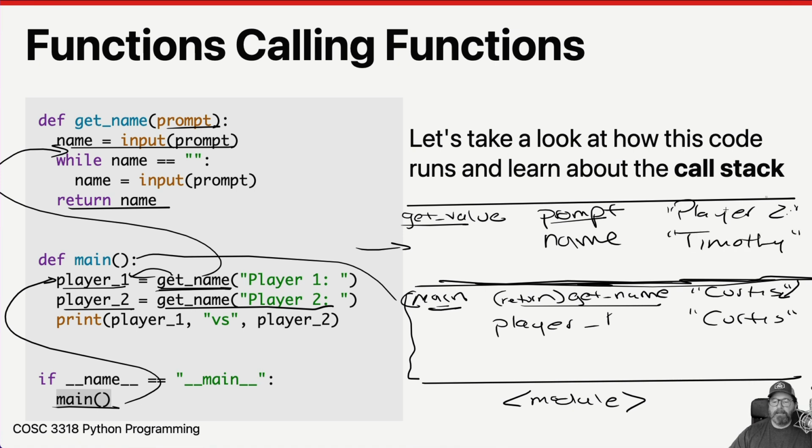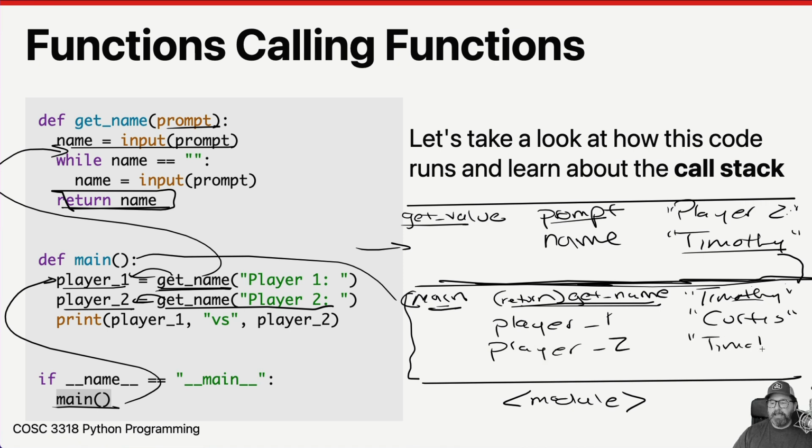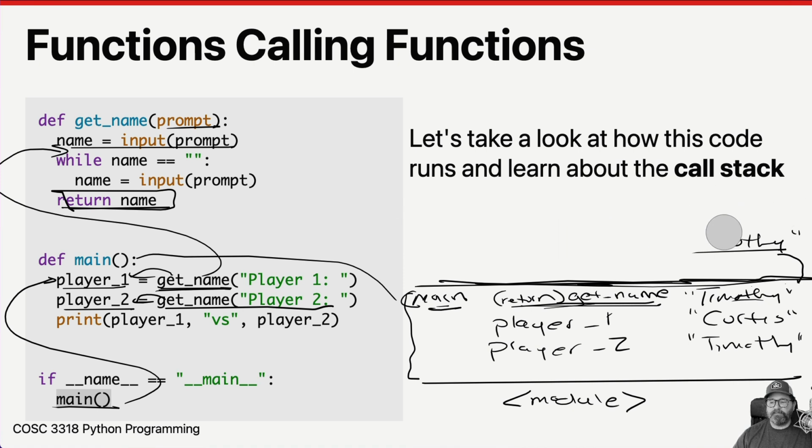Hello, Timothy. And then once we get to the end and we return that name, this value that gets returned here gets put into that special variable as well. So it's not Curtis anymore. It's now Timothy. So now this return get name variable, this special variable, has the value Timothy, and that gets assigned to player 2. And so now we have another variable in here that Python has created named Timothy. And once this got returned here, Python went and erased all of this old stack. It erased all of this stuff for that call for get name.